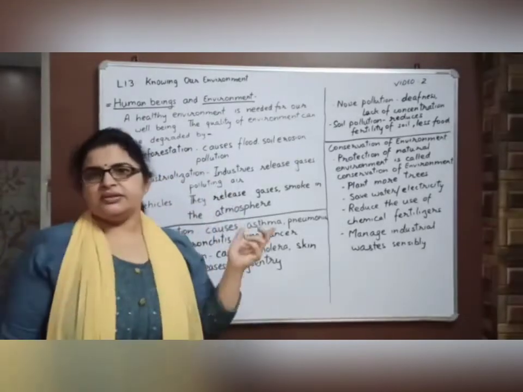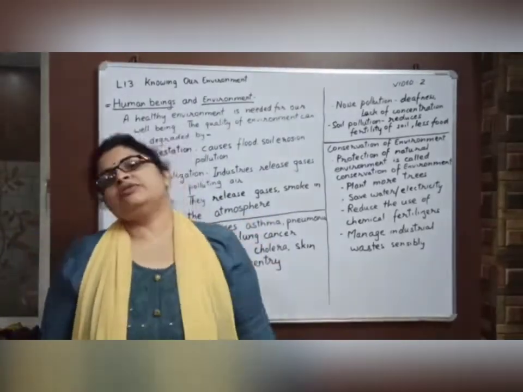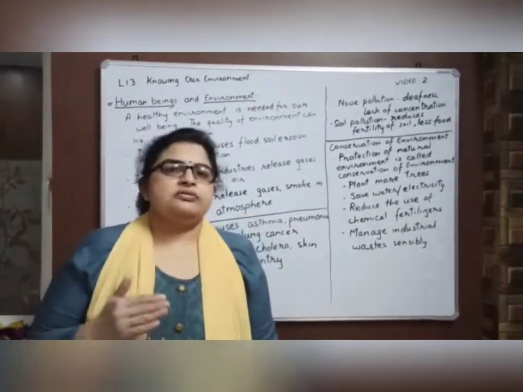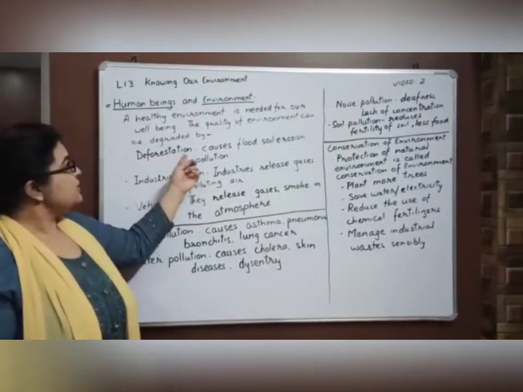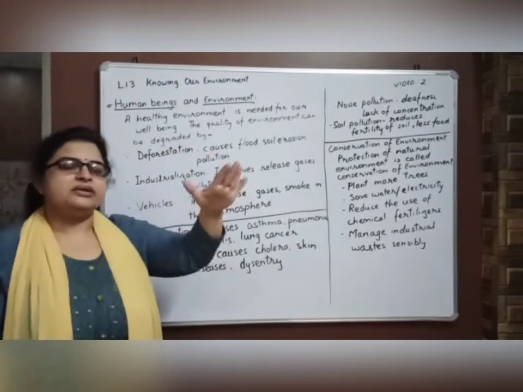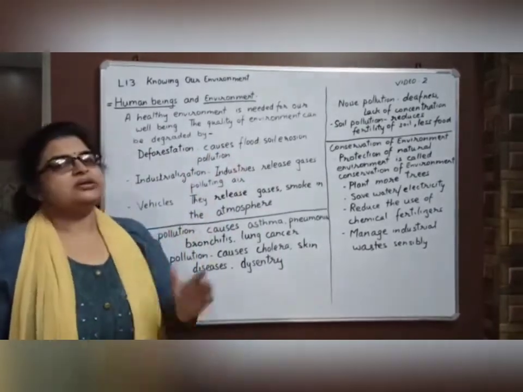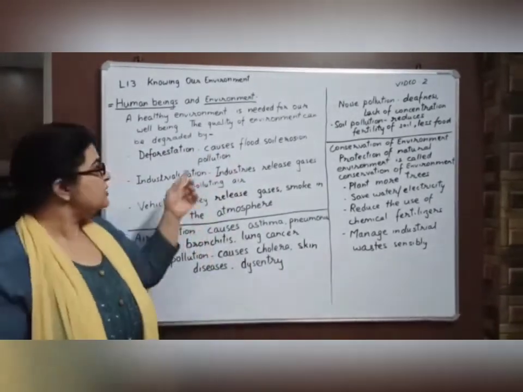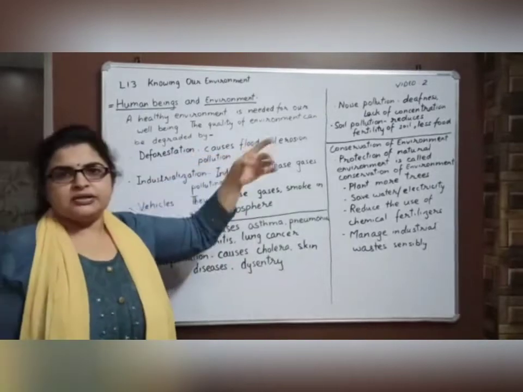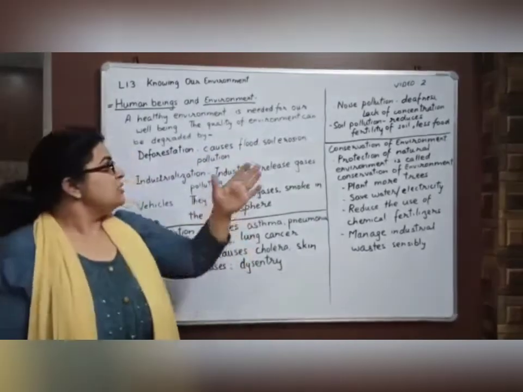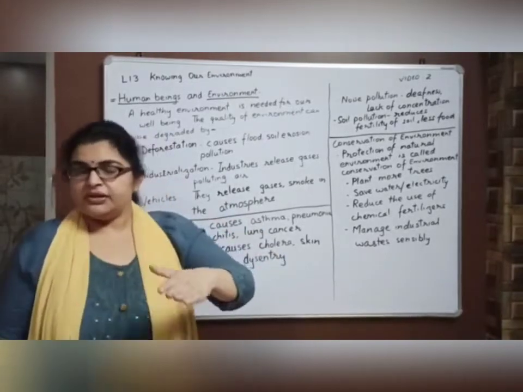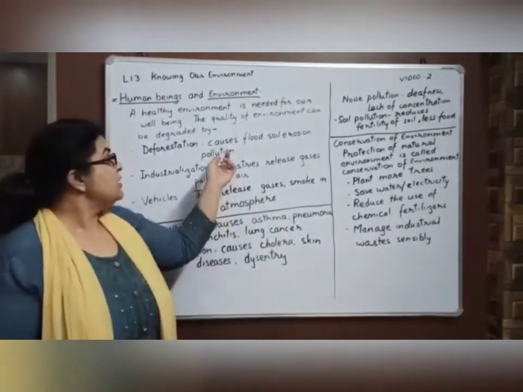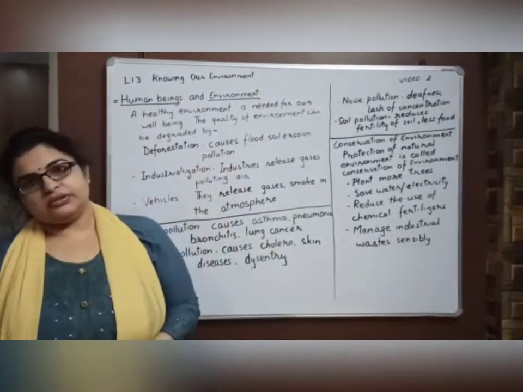First is deforestation. Deforestation means cutting down of the forest. De means removing, so deforestation means reducing the number of plants or cutting down the forest. That has caused floods, that is excessive water, and soil erosion, that is the fertile layer of the soil is washing away, and it is causing pollution.